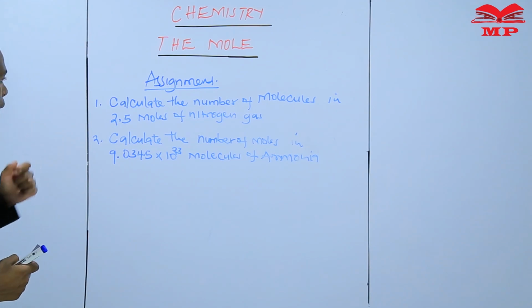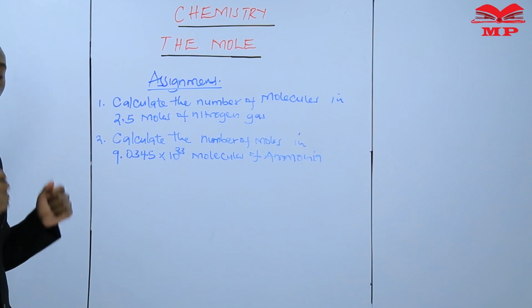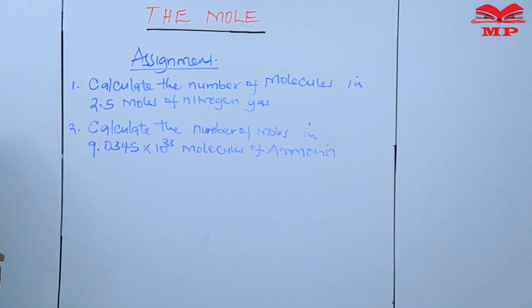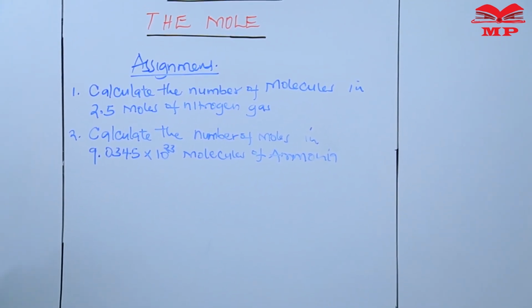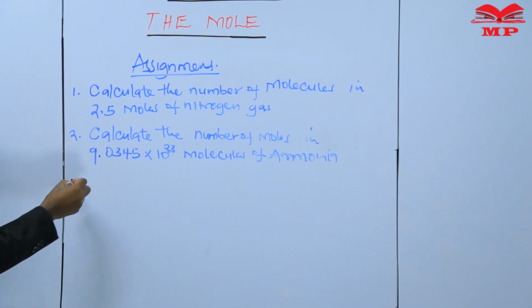The questions were, number one, calculate the number of molecules in 2.5 moles of nitrogen. And second, calculate the number of moles in 9.045 times 10 raised to power 23 molecules of ammonia. I want us to go through the questions so that you know how you are expected to calculate the two questions. I want to start with number one.